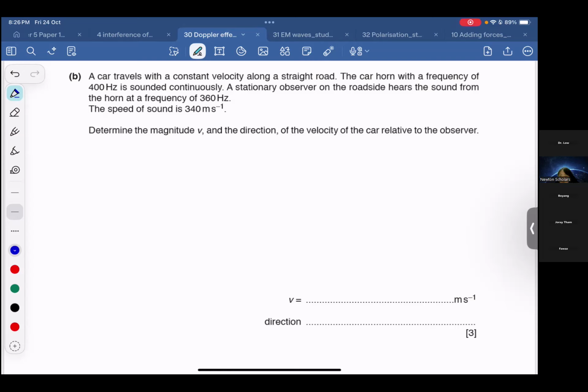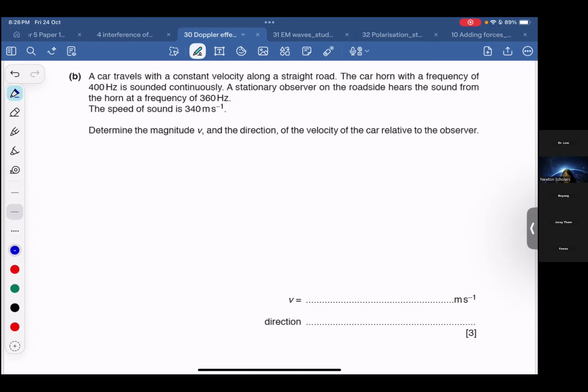Wesley, let me have a look. Your answer is correct, but the direction is wrong. Wow, Washini, correct, good job. The direction should be towards or away. Wesley, think again. You see from 400 hertz, the observed frequency becomes 360 hertz. So basically, should it be towards or away?